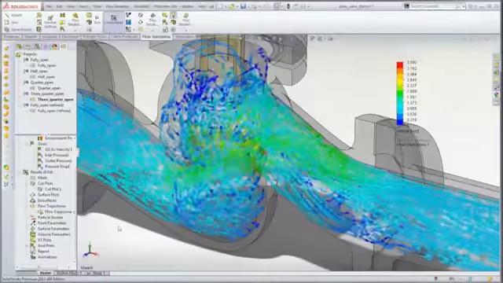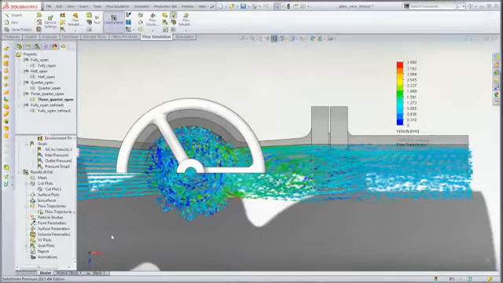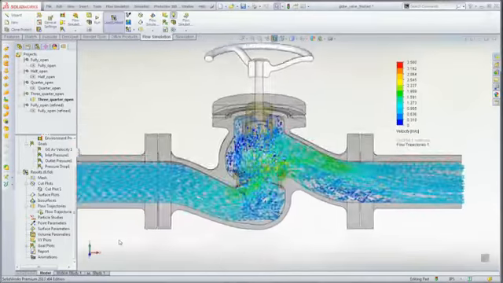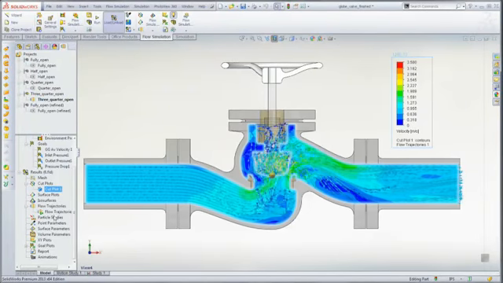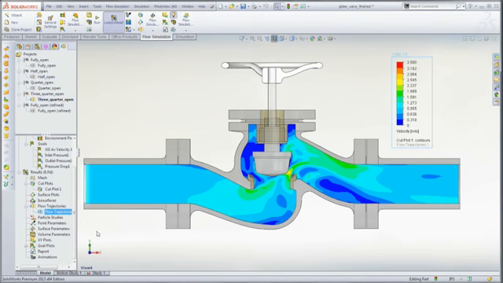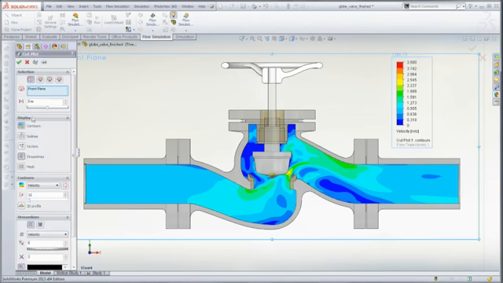With the easy-to-use SOLIDWORKS interface, users gain the full benefits of CFD throughout the product development process. The familiar and intuitive interface ensures that product engineers are not required to learn a new graphical user interface, which reduces startup time and increases efficiency.